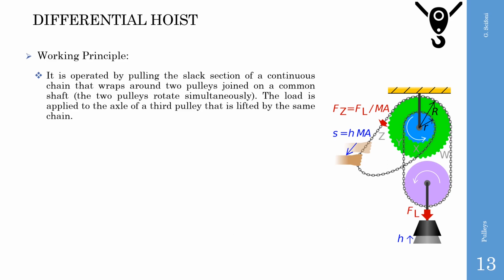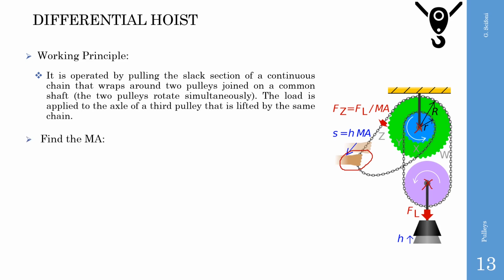It operates by pulling the slack section of a continuous chain that wraps around two pulleys joined on a common shaft. The two pulleys rotate simultaneously and they are fixed together. The load is applied to the axle of a third pulley that is lifted by the same chain.